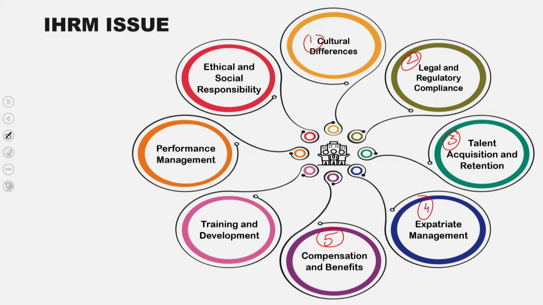Let's take an example. In the US, healthcare benefits are a major part of employee compensation, whereas in Germany, social security and government-funded healthcare cover most employee needs. So, that makes it contrastingly important.